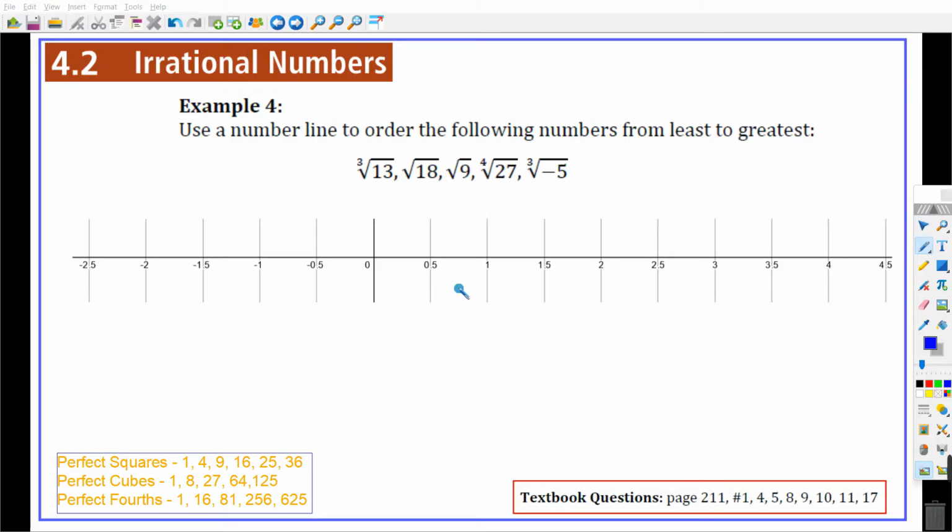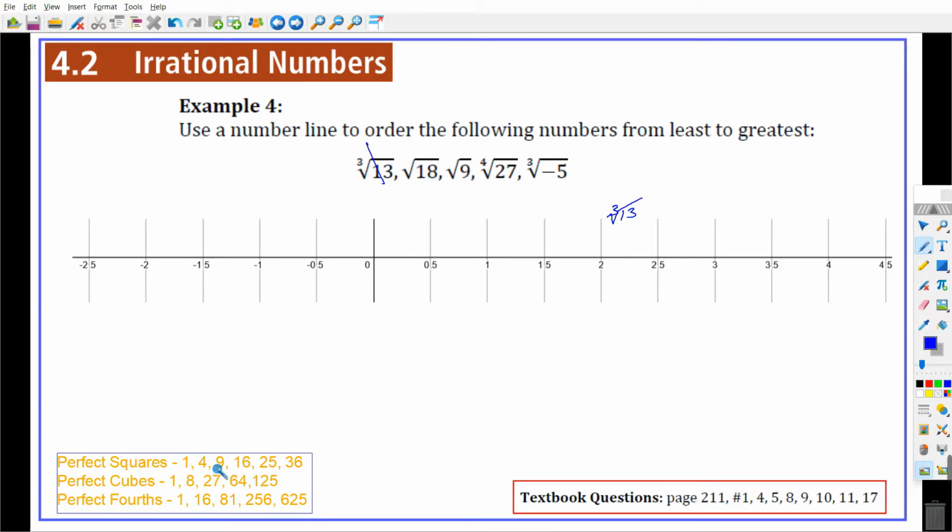We're going to use those for benchmarks, because if we're looking at the cube root of 13, in our list of perfect cubes, 8 is 2 cubed, and 3 cubed is 27. So the cube root of 13 must be between 2 and 3, and it would be closer to 2. If you're ordering them using a number line, you don't have to be exact, we're just estimating. So I think it's a bit more than 2, somewhere around here. So cube root of 13, that one's done.